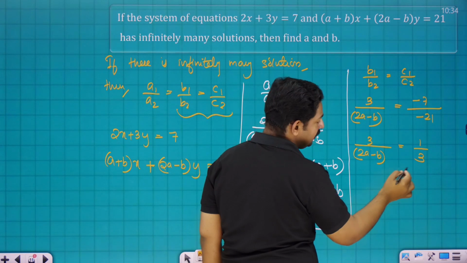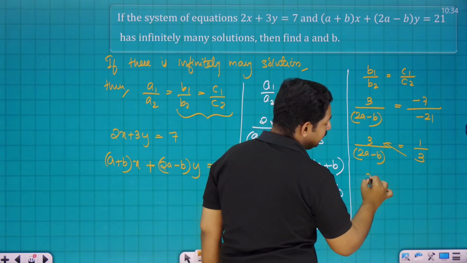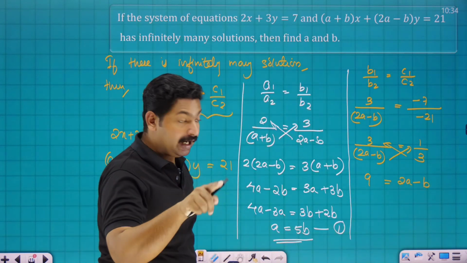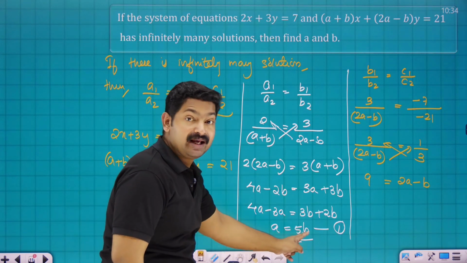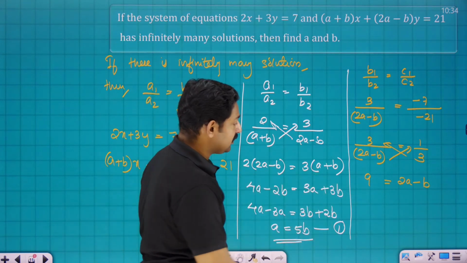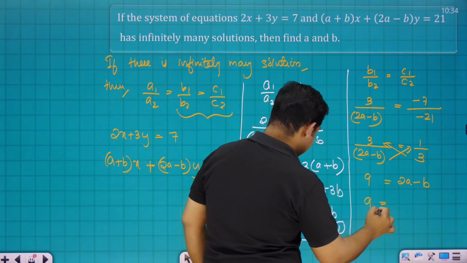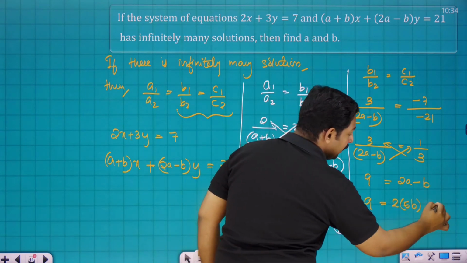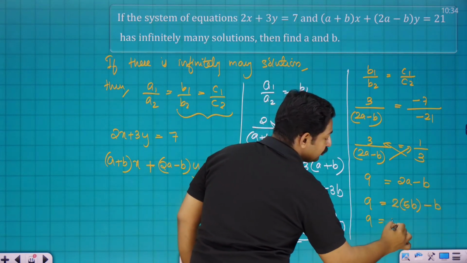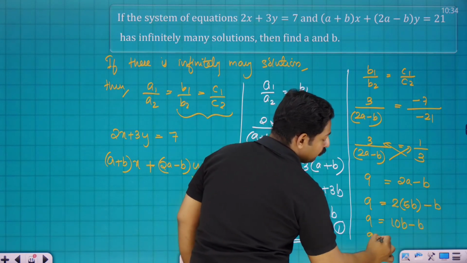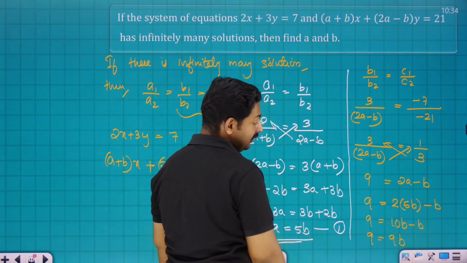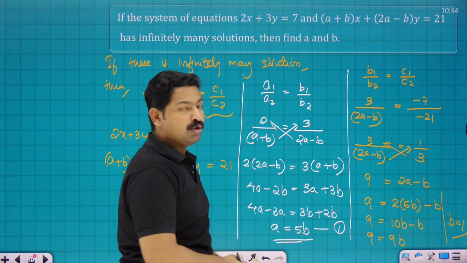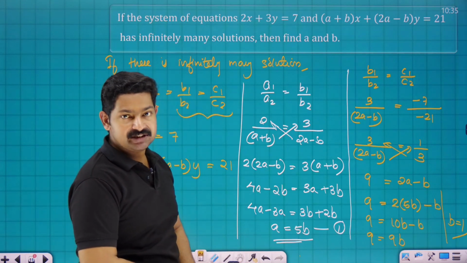Now what we can do, we can just cross multiply. If you cross multiply here, you will be getting 3 into 3, 9 is equal to 2a minus b into 1, 2a minus b itself. Okay. Now from equation number 1, what is the value of a? 5b. You can substitute over there, right? If you substitute, 9 is equal to, instead of a, 2 into 5b minus b. So 2 into 5b, 9 is equal to 10b minus b. So 9 is equal to 9b you will be getting. Then what is the value of b? The value of b is equal to 1. Easily you got the value of b is equal to 1.